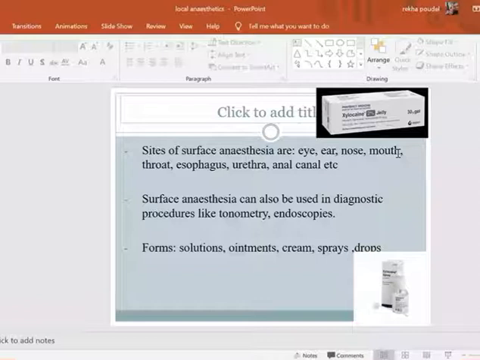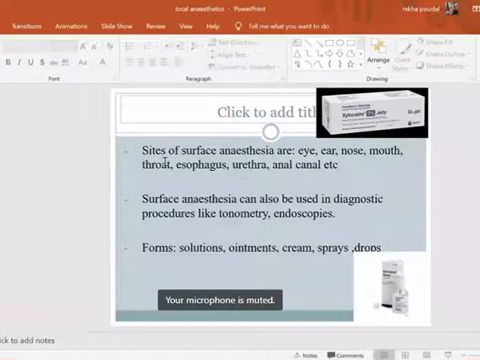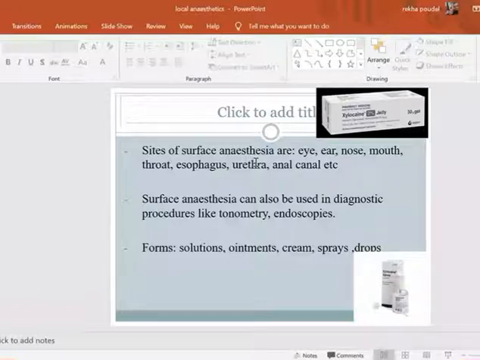In the throat and esophagus we usually give lignocaine or lignocaine spray, usually while doing endoscopic procedures, and in the urethra during catheterization of the patient we use lignocaine jelly. We put it into the urethra, and after putting lignocaine jelly, we put the catheter in the patient. Whereas in the anal canal, while doing rectal examination, we give lignocaine ointment, and after applying it we do the rectal examination, or while doing colonoscopy we can also use these jellies.